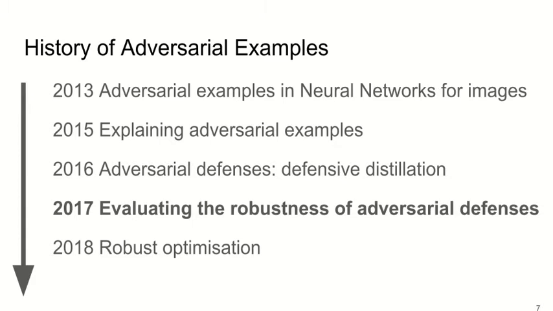A year later, Papernot et al. developed a system called defensive distillation. This algorithm should make the network robust against adversarial attacks. However, it doesn't work against stronger attacks, which we will see in this paper where we evaluate the robustness of adversarial defenses. There have already been follow-up papers on robust optimization and more, so this is not the end of the road, it's rather only the beginning.